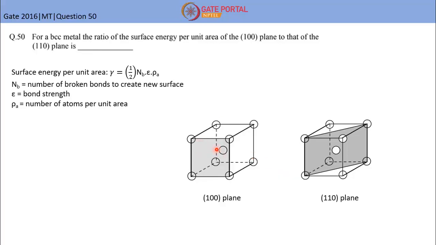Now if you consider this, this is the 100 plane, which contains 1/4 of an atom, like 1, 2, 3, 4, and the total number of atoms if you calculate will come to 1. So this is 1/4, 1/4, 1/4, 1/4, and here similarly there is 1 center atom, and here there are 4 different atoms. Now you have to find out, if we cut through this plane, how many bonds will be broken. So number of bonds broken to create the new surface will be 1 here.